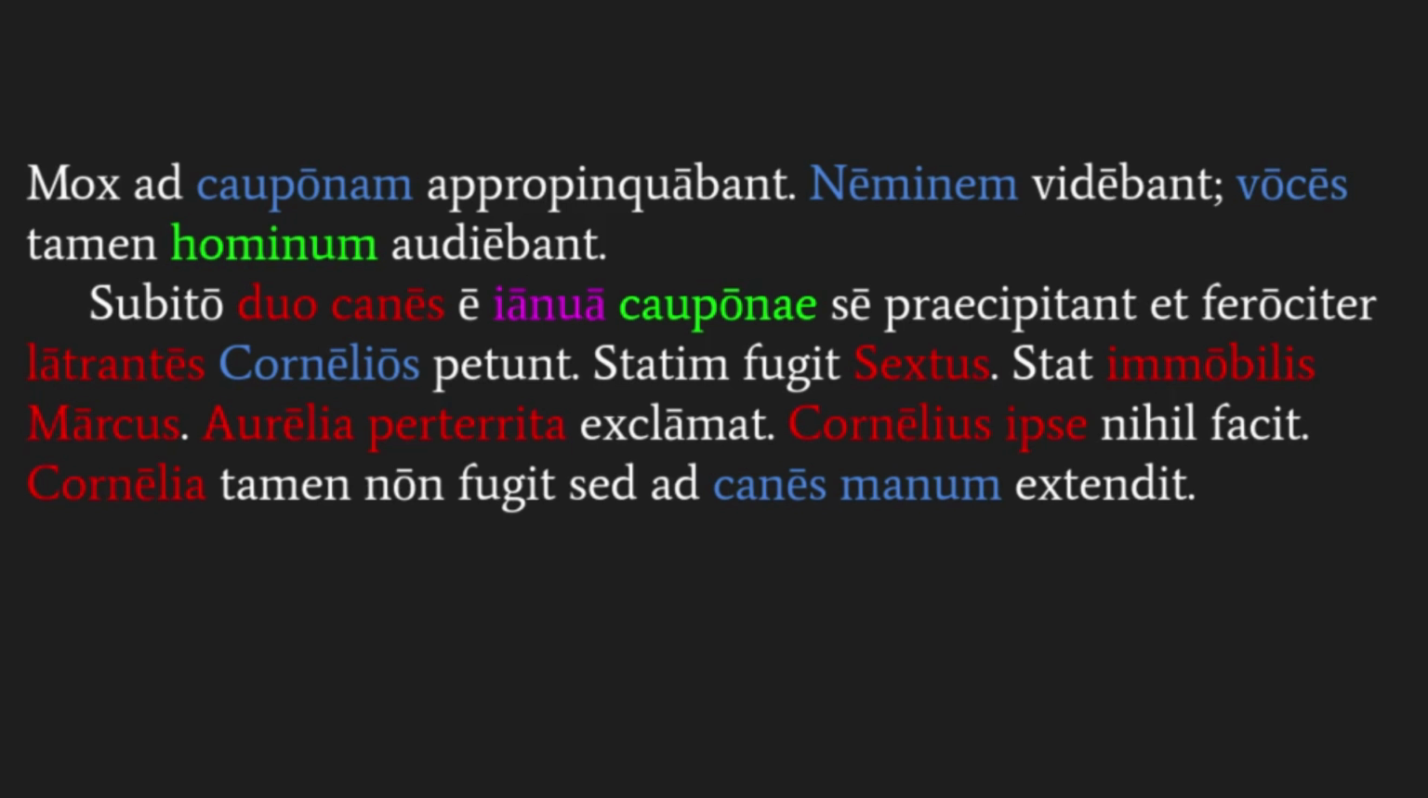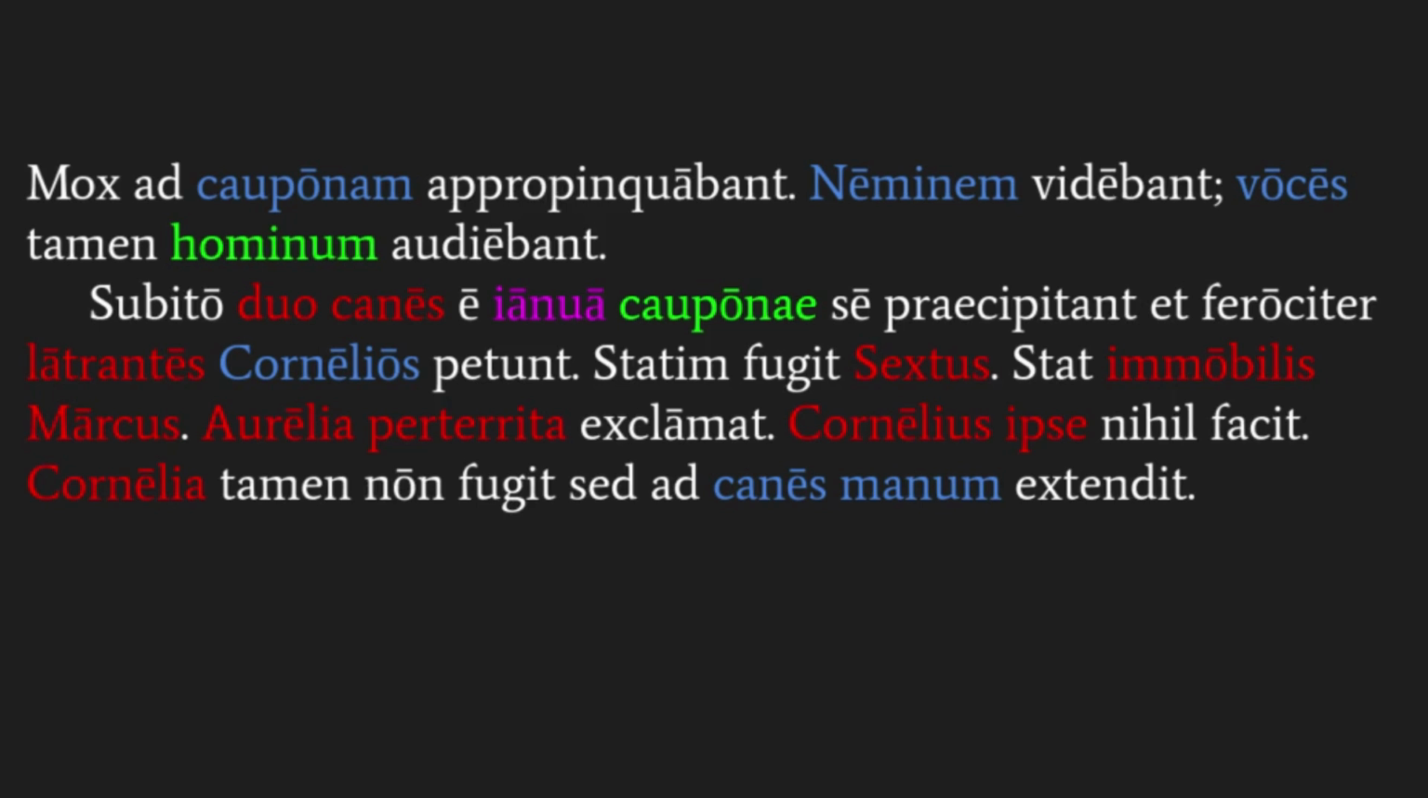Aurelia perterrita exclamat. So Aurelia is described as perterrita, terrified, right? Or frightened. So terrified Aurelia exclamat, shouts, right? So she shouts. Cornelius ipse nihil facit. So Cornelius himself, ipse just means himself here, it's an intensifier. So Cornelius himself, nihil facit, does nothing, right? So everyone's frozen. Sextus runs away, Marcus is frozen, Aurelia is shouting, even the dad, Cornelius, doesn't do anything. Everyone's kind of shocked. These dogs come running out.